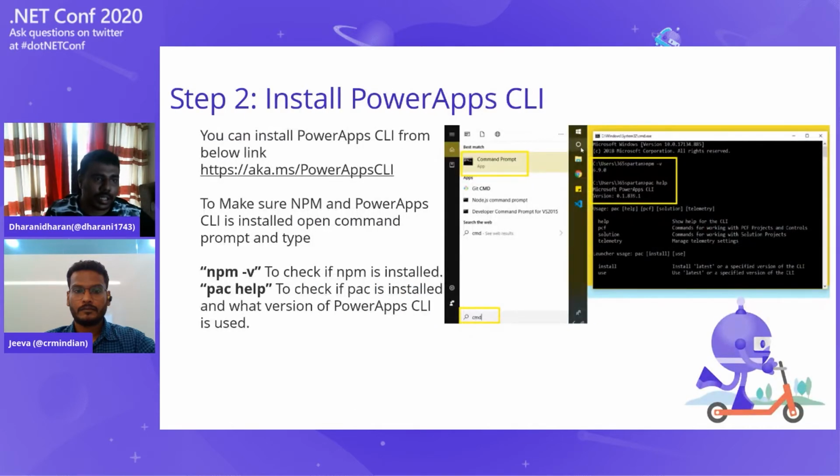And next, once that is done, we need to install the PowerApps CLI. You can install it from the link I have mentioned there, aka.ms/PowerAppsCLI. To make sure the installation is completed, after installing you can open the command prompt and type npm -v, which will give you the npm version. And if you type pac help, it will show the Microsoft PowerApps CLI version which has been installed.